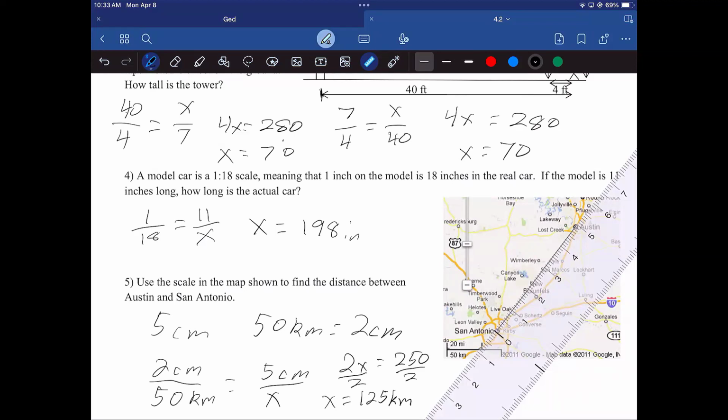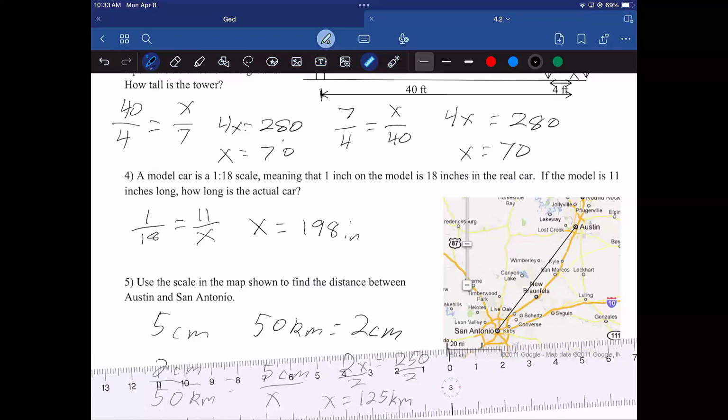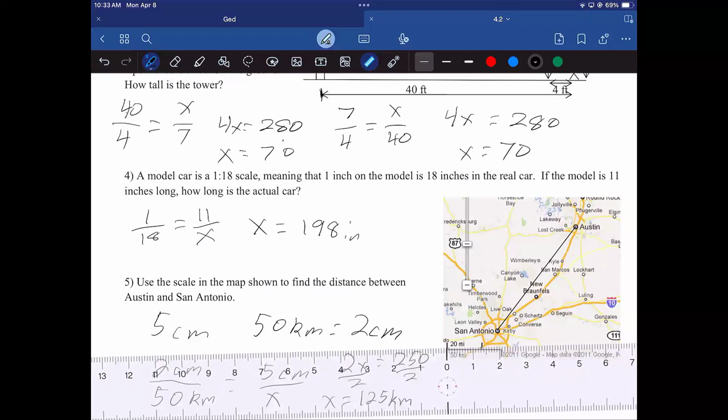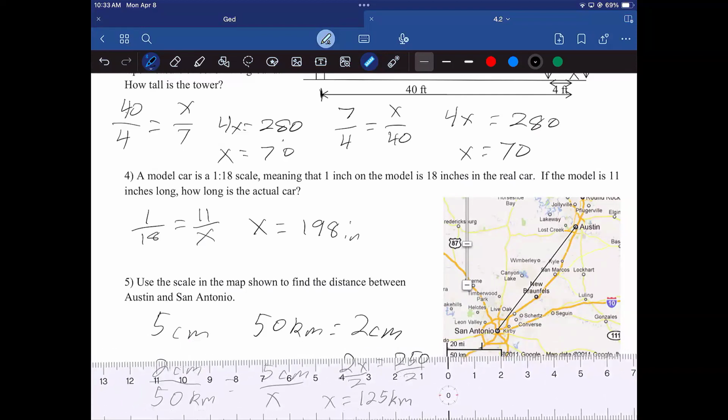The reason I chose kilometers, not miles, is when I was lining this up on the miles, notice it does a weird fraction there. I didn't want to play with that. I got a much cleaner measurement here, and that's why I went with the centimeters.